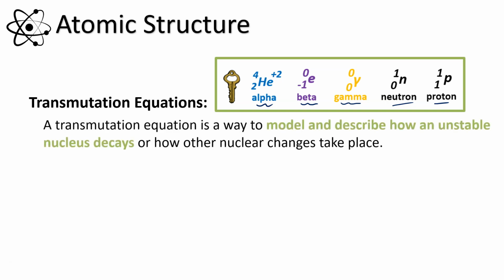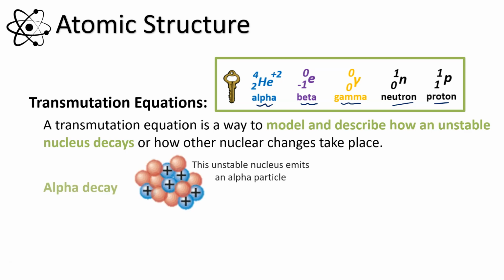Let's begin officially by describing what a transmutation equation is. It is a way to model. That means describe on paper, in this case, by writing down exactly how an unstable nucleus decays and other nuclear changes as well. We're going to take a look at how this works with an alpha decay.